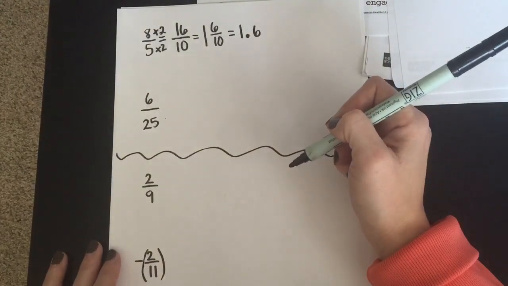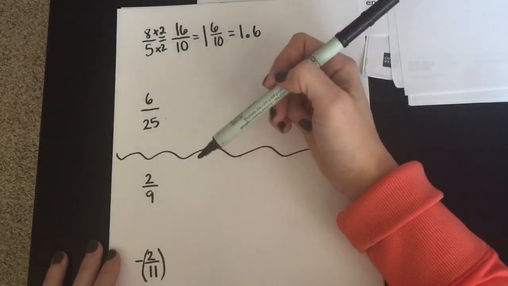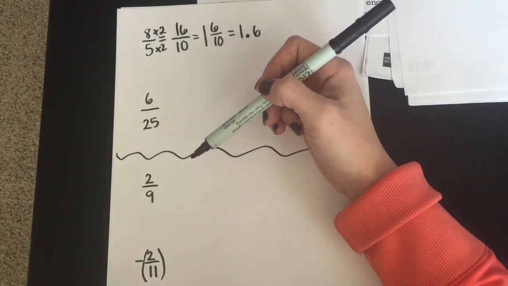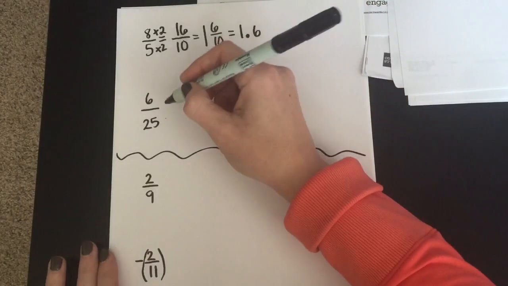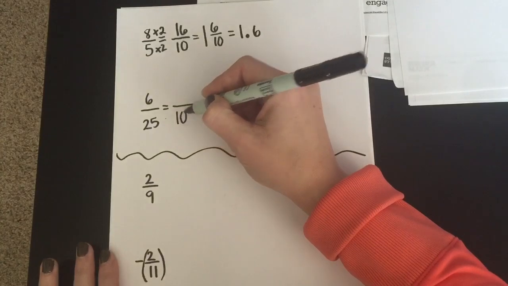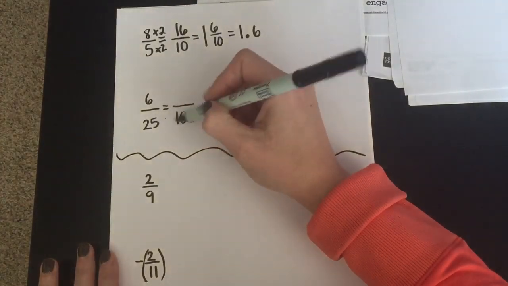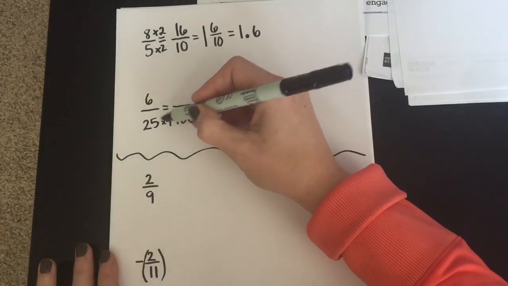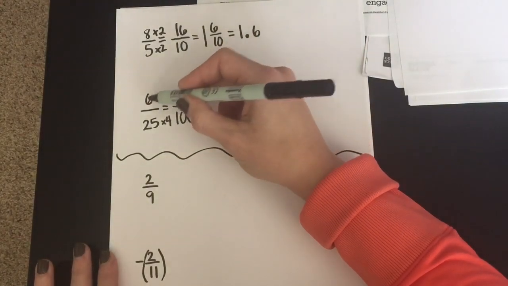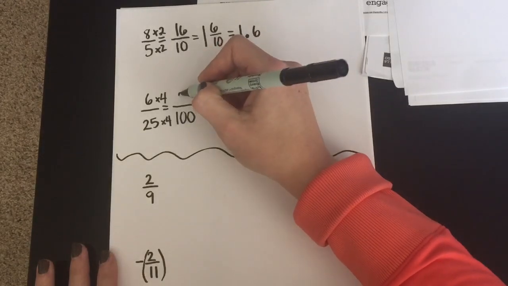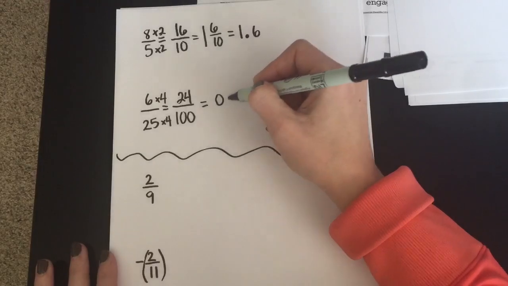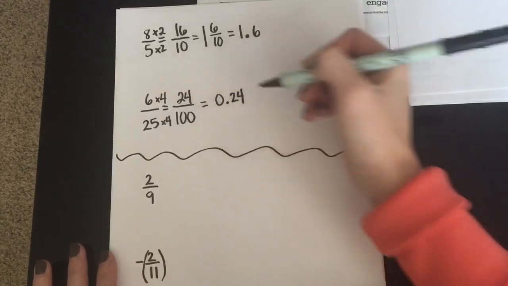Okay, for this next one, we have 25, and 25 always makes me think of quarters. Quarters go into a dollar. A dollar is basically 100 cents. So we're going to convert to an equivalent fraction over 100. 25 times 4 is 100. So we'll multiply the numerator by 4 as well. And we get 6 times 4 is 24. 24 hundredths is 0.24 in decimal form.